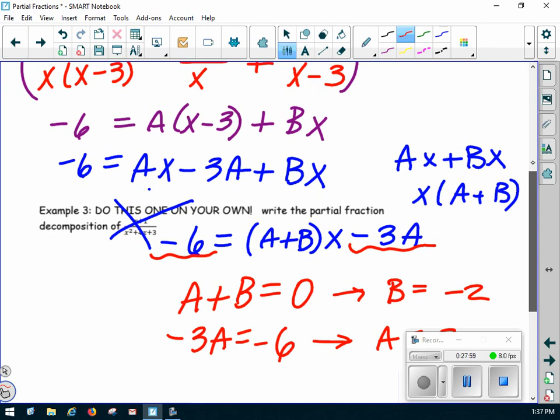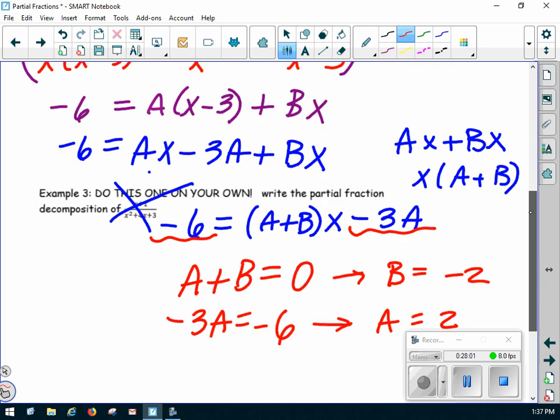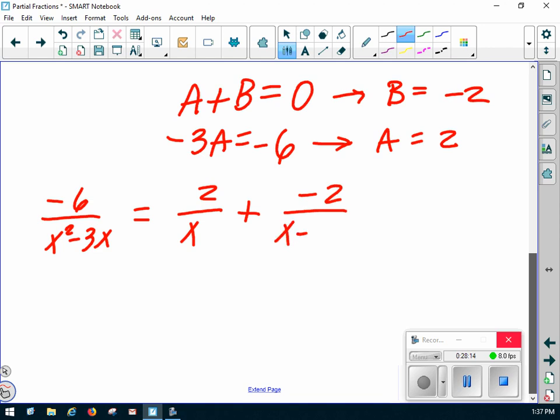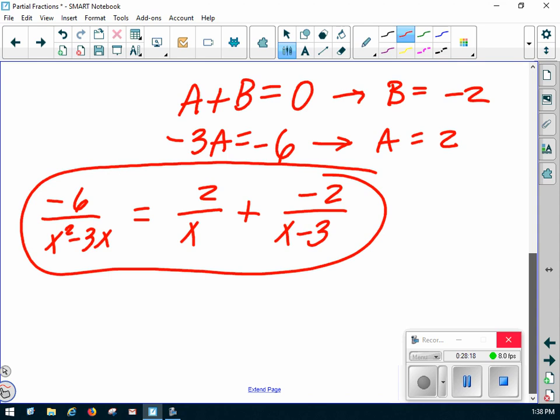So the equation was negative 6 over x squared minus 3x. It was a over x plus b over x minus 3. And you just decomposed that fraction.